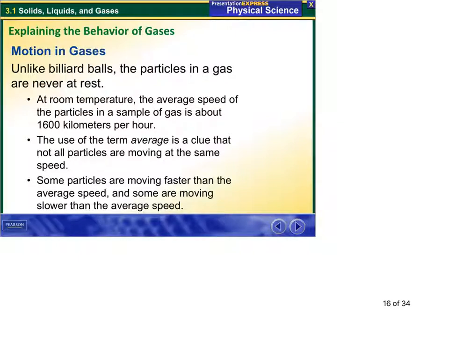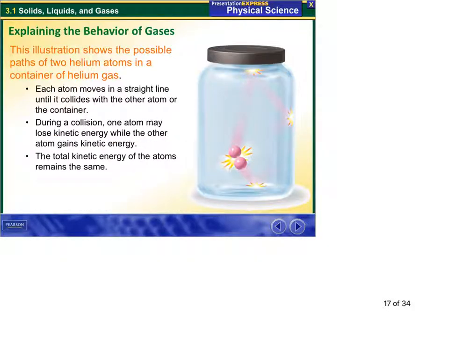The difference between billiard balls and the particles in gas. Particles in a gas are never at rest. At room temperature, the average speed of particles in a gas is somewhere around 1,600 kilometers per hour. And note it said average, meaning not all particles are moving at the same speed. Some particles are going to go faster, some a little slower. But they're going to keep moving until they strike something. And then they'll change direction, with energy transferred from one gas particle to another.